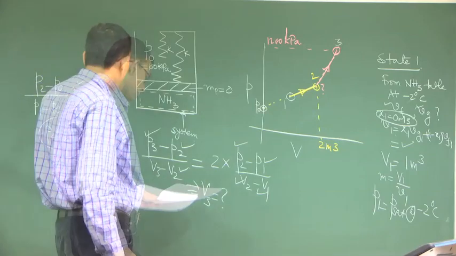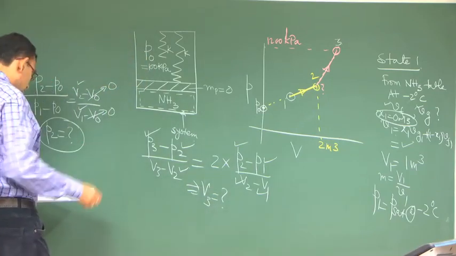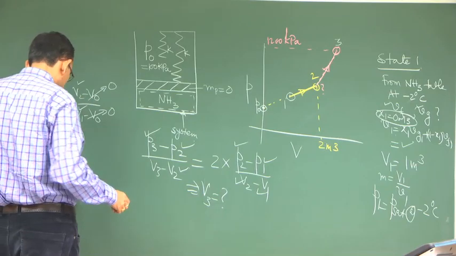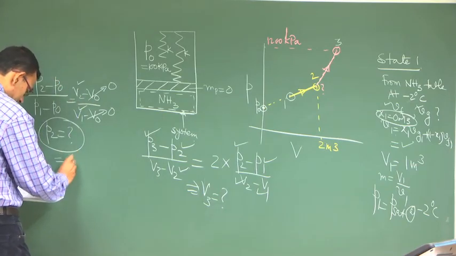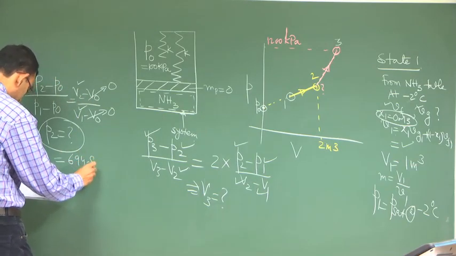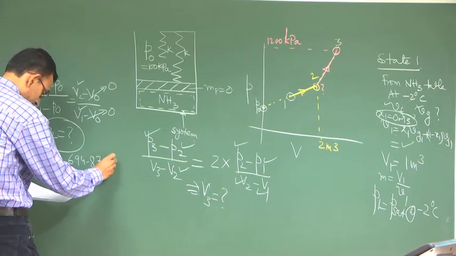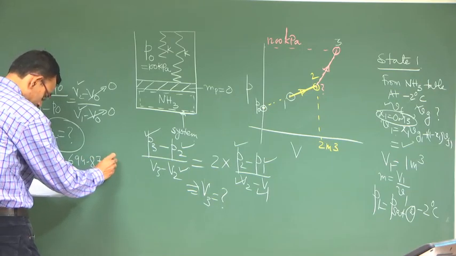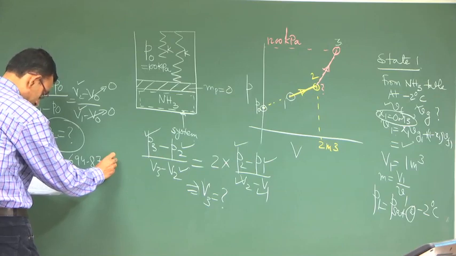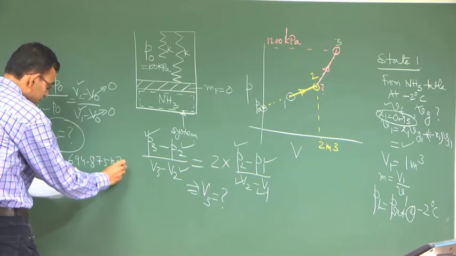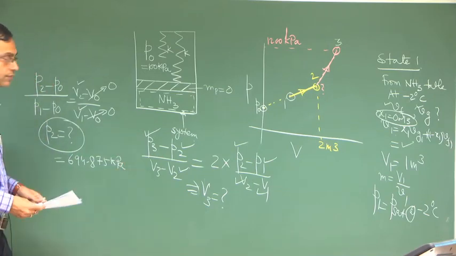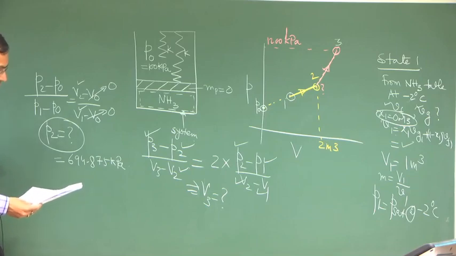So, then let me give you the answer to the first part. This P2 is 694.875 kilopascal. Okay.